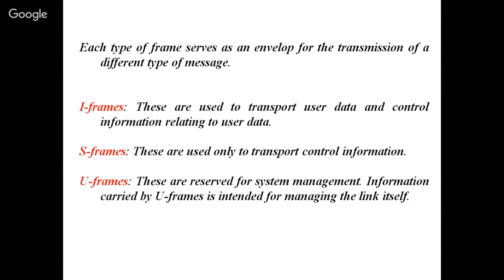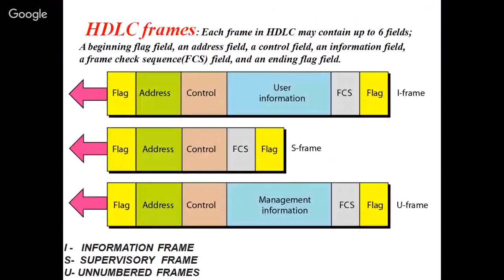The I frames are used to transfer user data and control information relating to the user data. S frames are used only to transport control information. U frames are reserved for system management. The information carried by U frames is intended for managing the link itself. So the HDLC I, S and U frames are shown in the diagram.